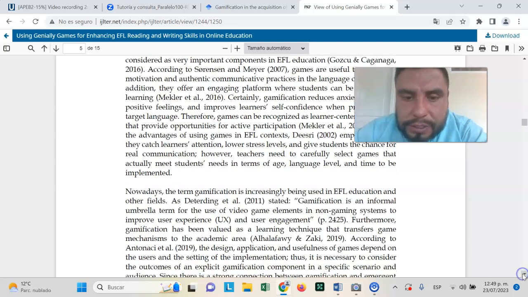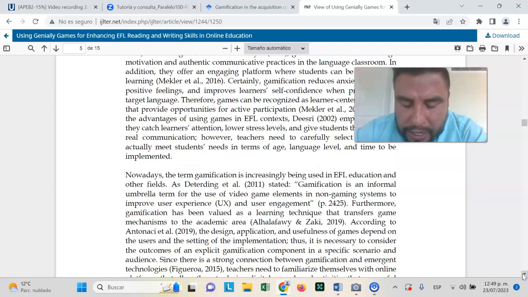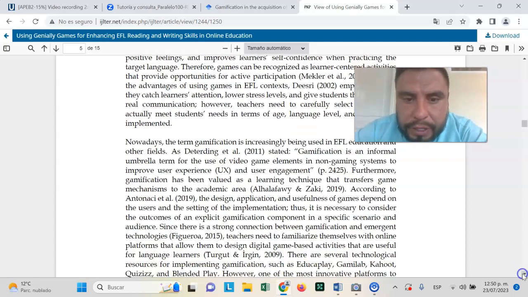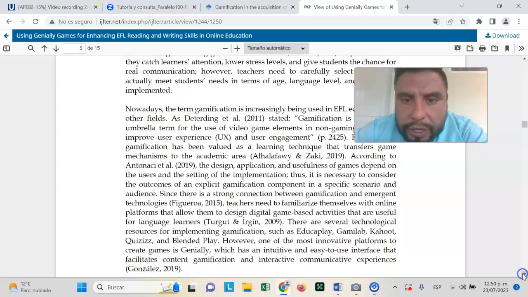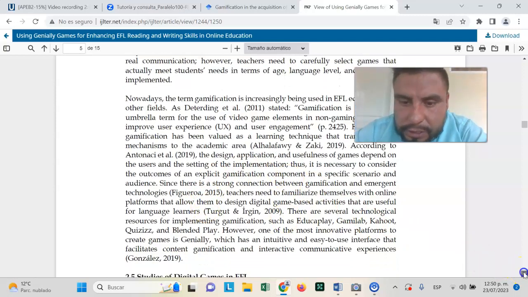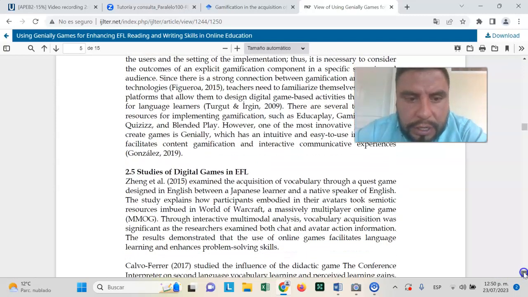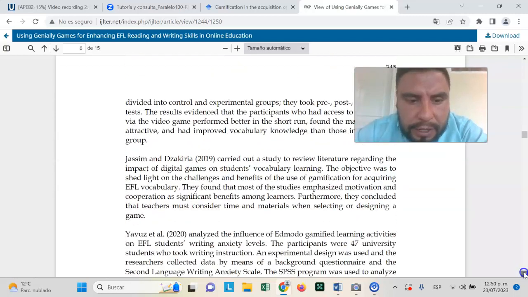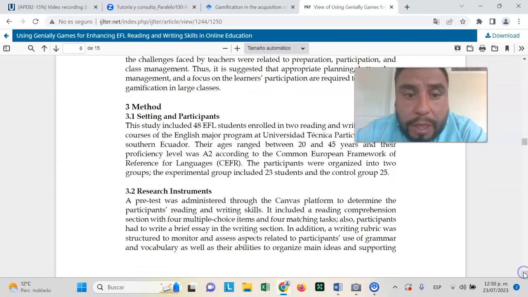It is important to note that this kind of activity has to be developed according to the students' age and proficiency level. So we have here another in-text citation, like I said before. Now the next step is the method.